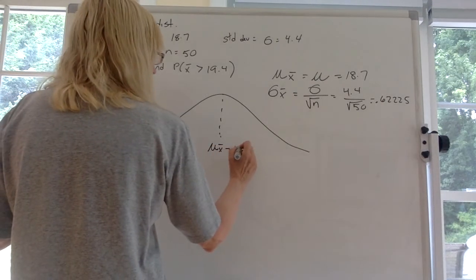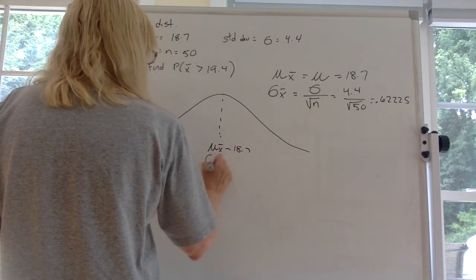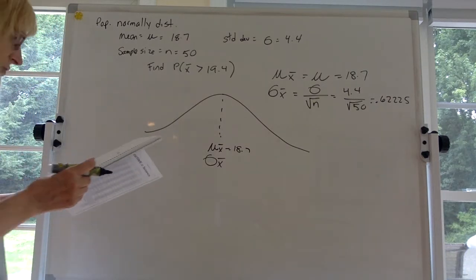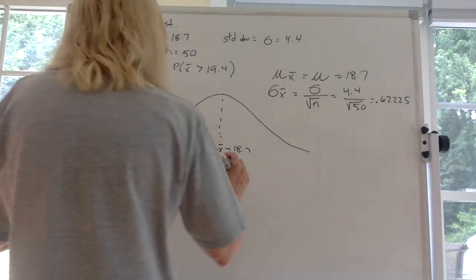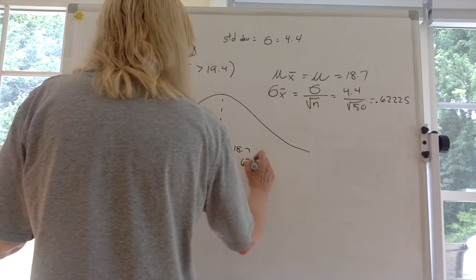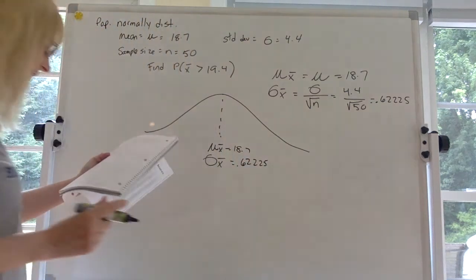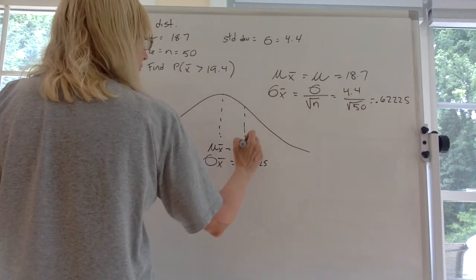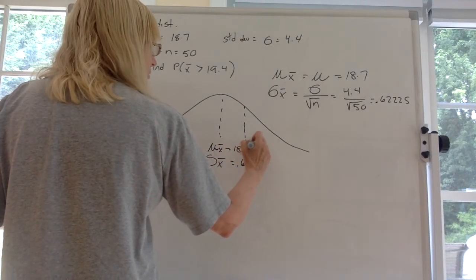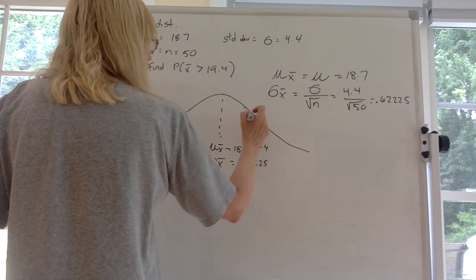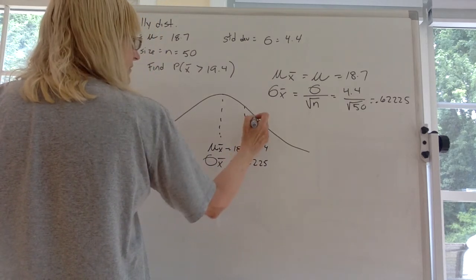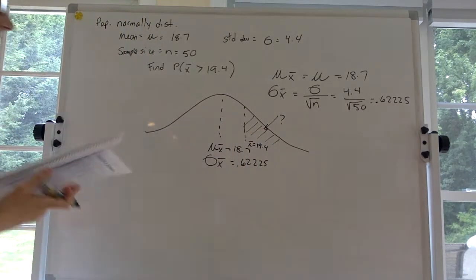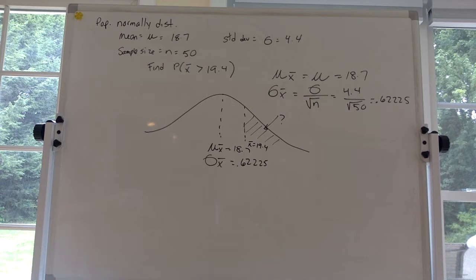Okay. So when I draw my picture, then right smack down the middle, the mean for the samples is 18.7, and the standard deviation for the samples is what we just figured out, 0.62225. They want us to find the probability that the mean of the sample is going to be greater than 19.4. So that's somewhere to the right of 18.7, and they want greater than, so they want this area. So remember that area corresponds to probability.